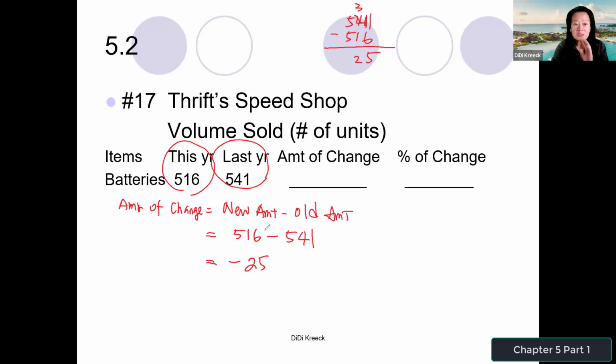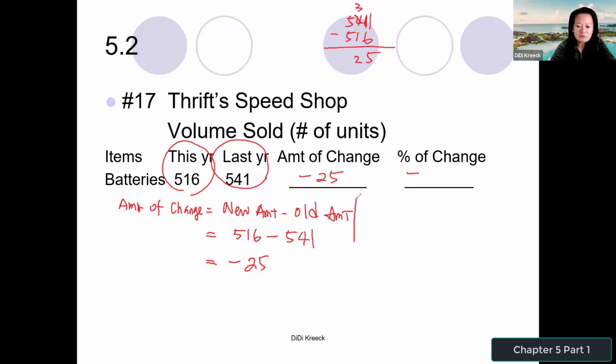And the amount of change is not 25. It will be negative 25, representing a sales decrease. If you put down 25 without a negative sign, then you are telling the audience that you have an amount increase. So make sure that you place the negative sign to represent the amount decrease. So if you have a decreased sales amount, then you have a decrease in percent, right? So you have to also put down the negative sign in the amount of change.